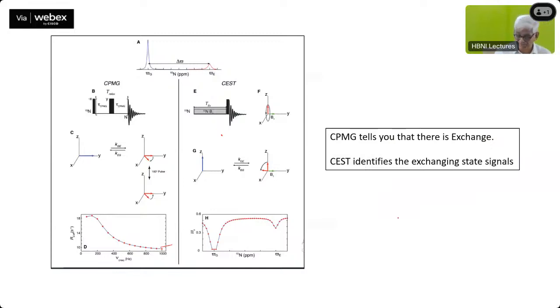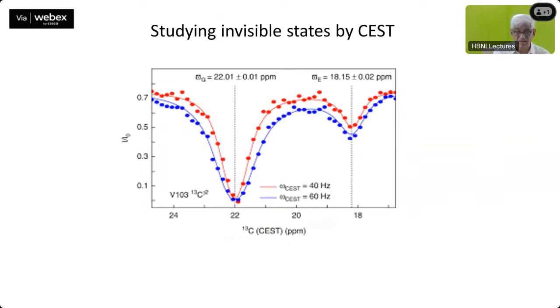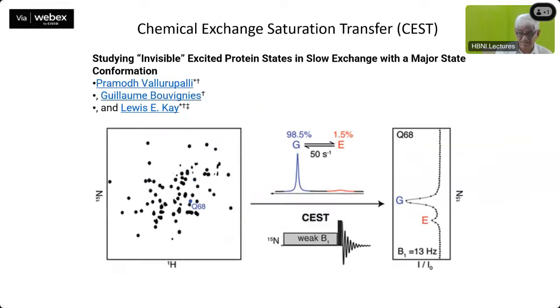So if you have a protein chain, let us say the protein has hydrogen exchange, and it undergoes a conformational exchange to some other state here. These are called studying invisible states by CEST. Now, here is an HSQC spectrum. There is an exchange here between G and D. The excited state is 1.5% and the native ground state is 98.5%. There is an exchange rate happening here.